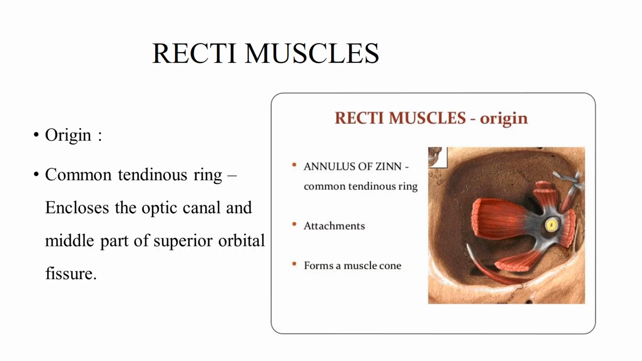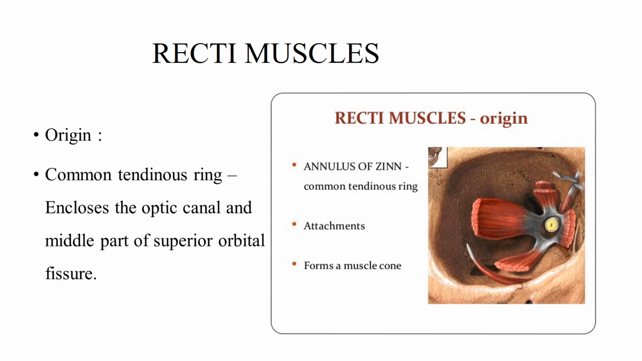Next, we are going to see about the recti muscles, the four recti muscles. First, we are going to see the origin, from where these recti muscles are taking their origin. So, they take their origin from the common tendinous ring. So, we'll see what the common tendinous ring is.